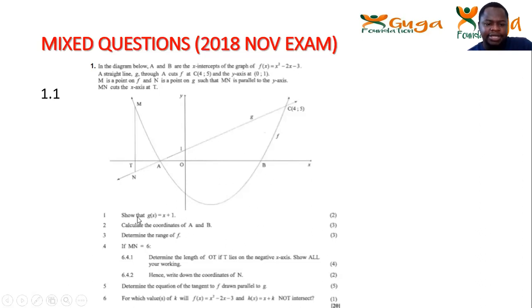Show that g of x is equal to x plus 1. So let's look at g of x. G of x is this one. What do you have on the g of x? You are given a point here, which is (4, 5). And then you're also given the y-intercept here, which means that your c1 is given from the graph. And then this point also, so here you are required to calculate the gradient.